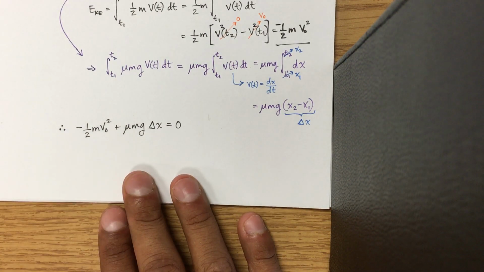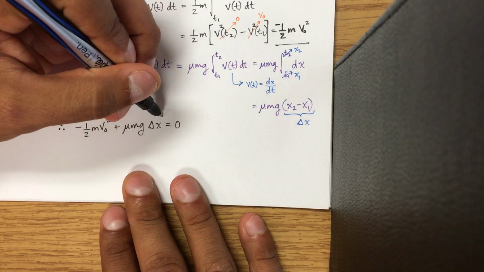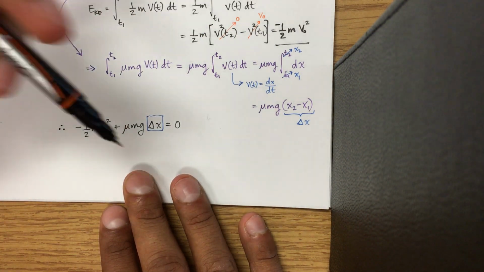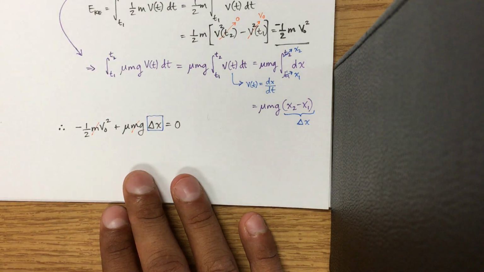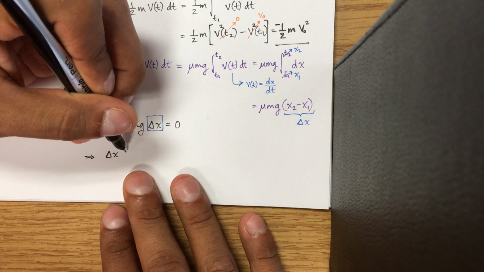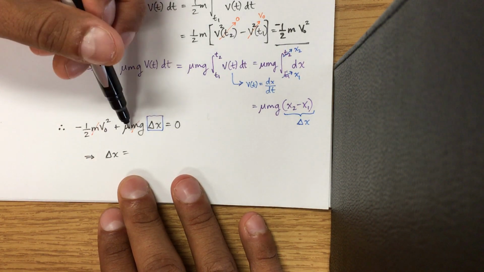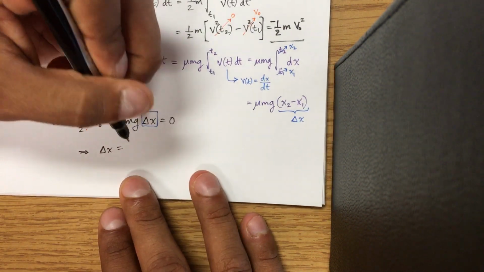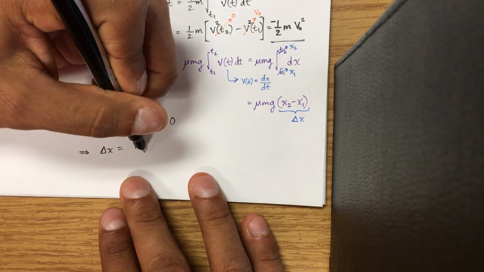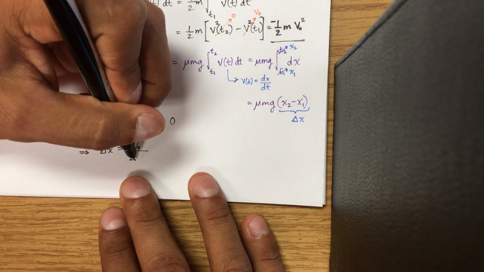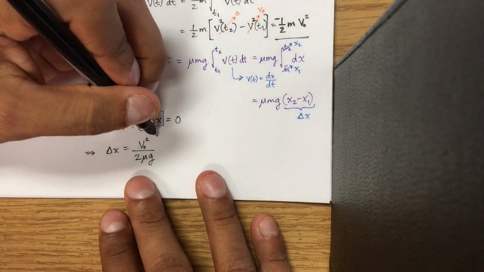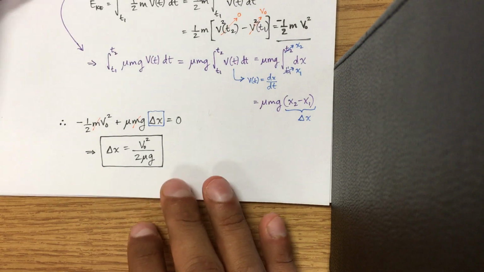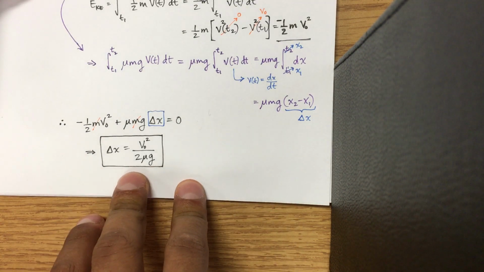Again, this is the term that we were trying to solve for. If I solve for delta x, one thing I can recognize right at this step is that the m cancels. And if I solve for delta x, I move this term over to the left-hand side and divide by mu times g, and I am left with v naught squared over 2 mu g. So this would be the representative length of the skid.